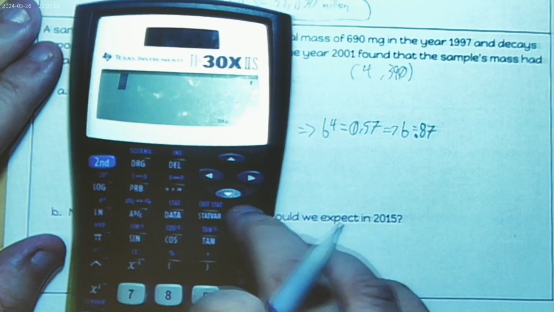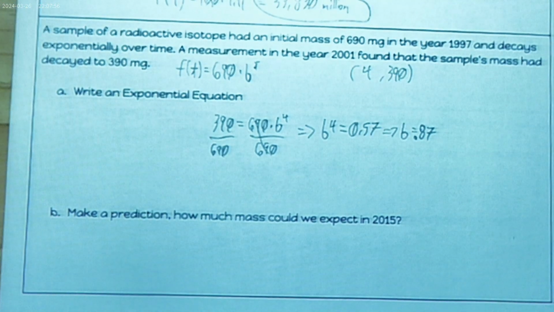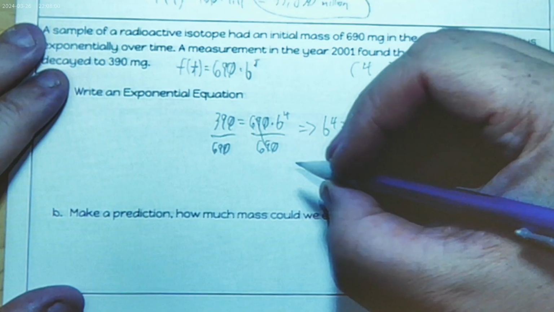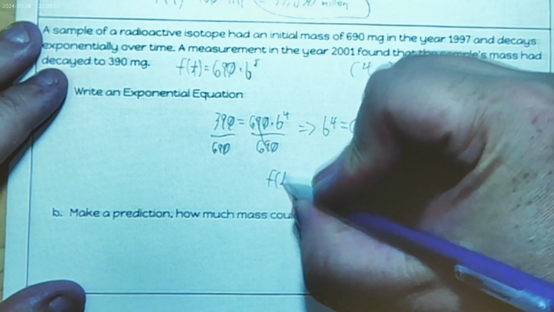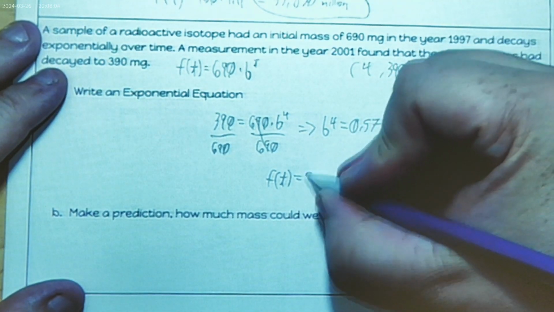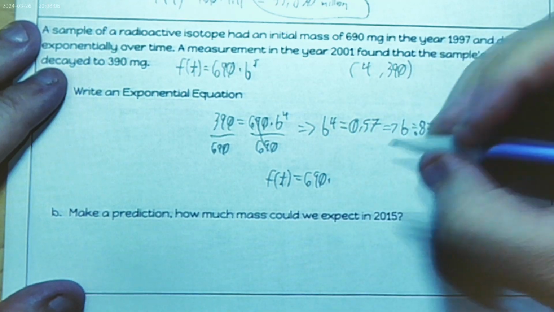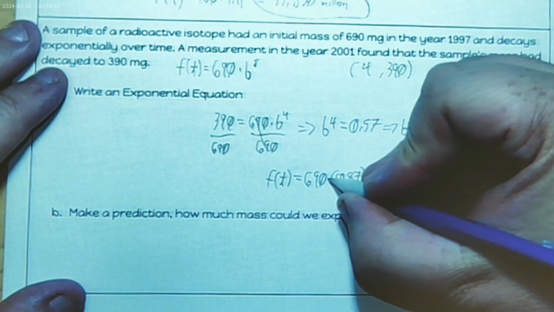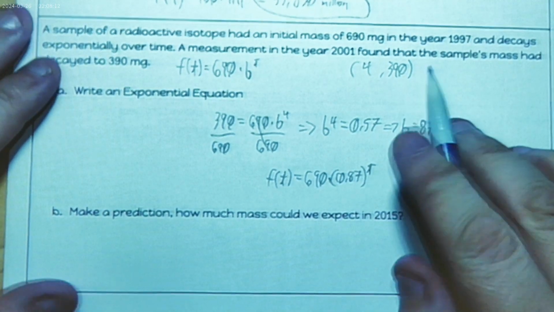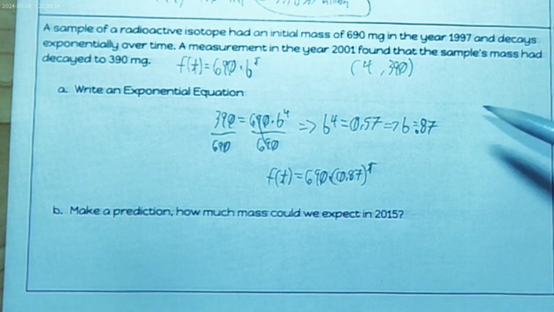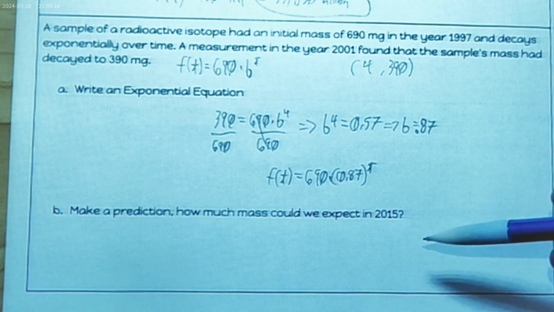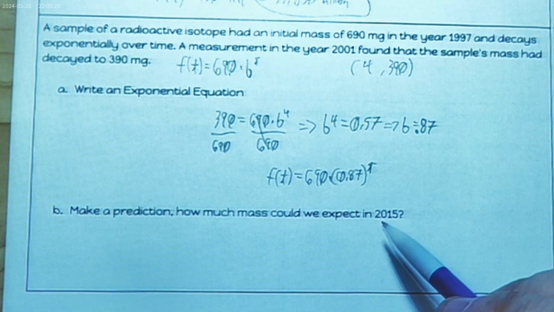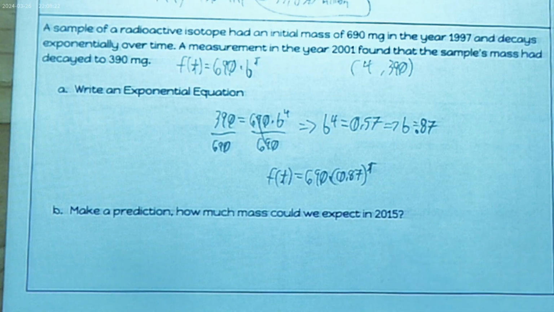There we are. So now that we know that b equals 0.87, and we know that a equals 690, that means that f(t) equals 690 times 0.87 to the t. And again, the exponential formula that we wrote is in reference to years. So hopefully, yeah, here we go. How much mass could we expect in 2015?